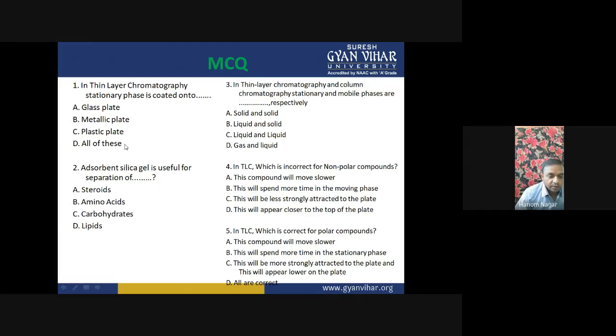So this coating can be done on the glass, metallic, and plastic plates, all three. That's one. Okay, so option D would be the correct option.